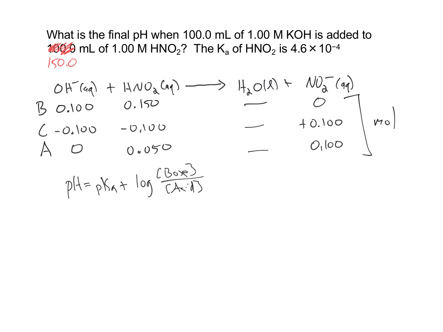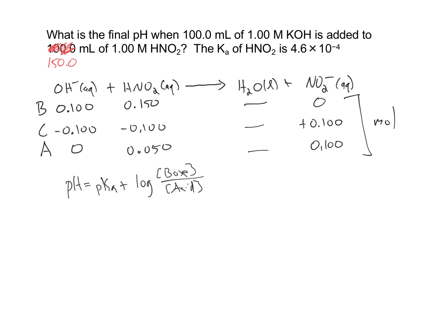And so the total volume is going to be the same. So when I divide the moles of the conjugate base by the total volume, 250 milliliters, or 0.25 liters, I'm going to divide both the moles of the base and the moles of the acid by that same volume. So they're just going to cancel out. So in this case, it's okay to use the moles because the total volume is the same, and so the volume is just going to cancel out in the calculation.